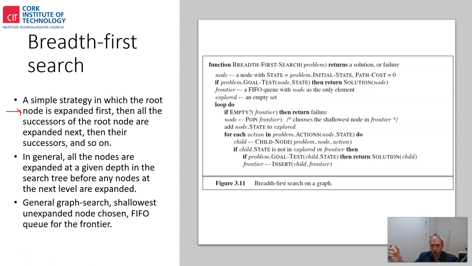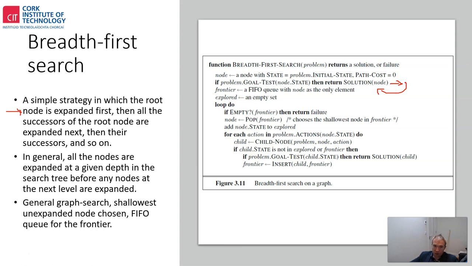So the breadth first search takes in the problem description, returns a solution or failure. Node, a node with state equals problem.initial state, path cost 0. So we have our node, which is our root node. If problem.goal-test(node.state) then return solution. So if the root node is the solution, then return it. Frontier is a FIFO queue with node as the only element. And again, if our root node was the goal node, we would exit at this point and we would never continue on to the next line. So our frontier would never be defined.